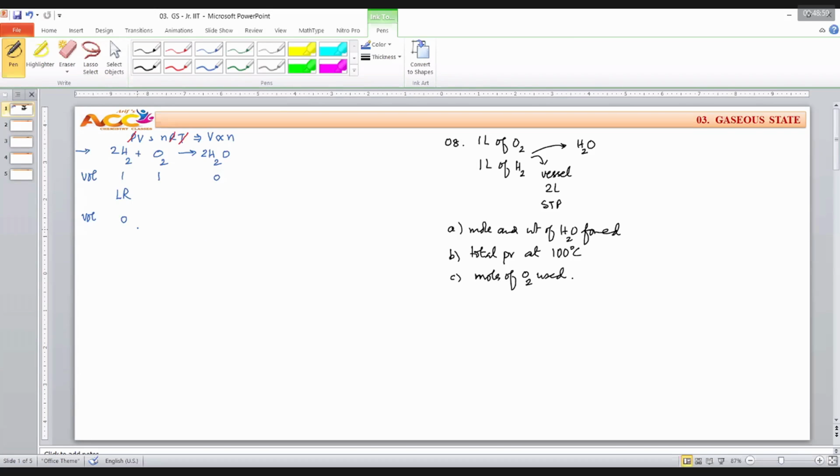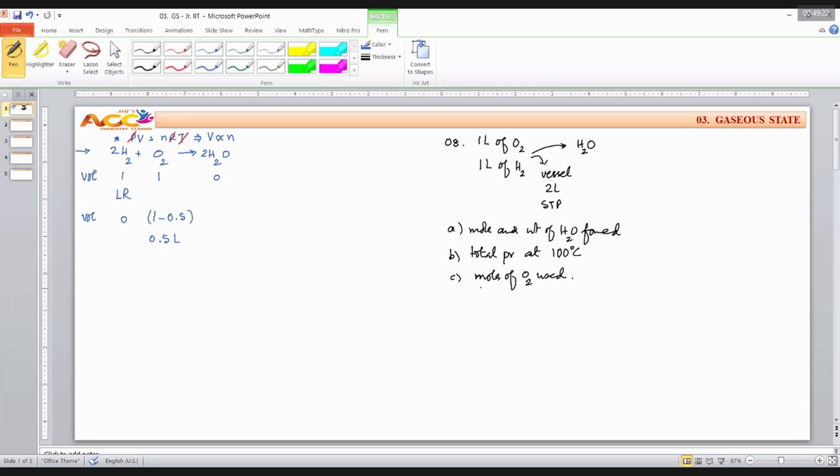For 1 we require 2. We are having only 1, so it is finished. Now this is the limiting reagent. Make a star here. For 2 moles we require 1 mole. For 1 mole we require half mole. So 0.5, not moles, liters of oxygen is left out.